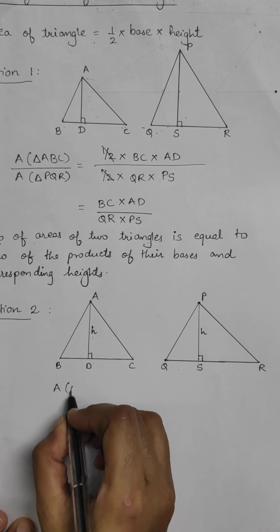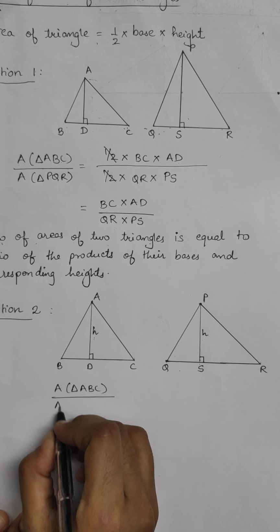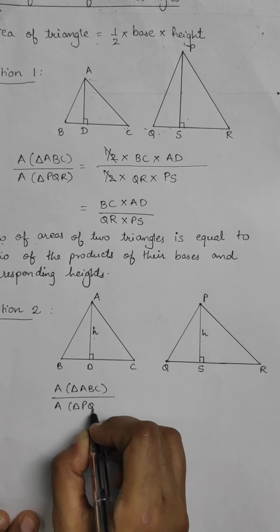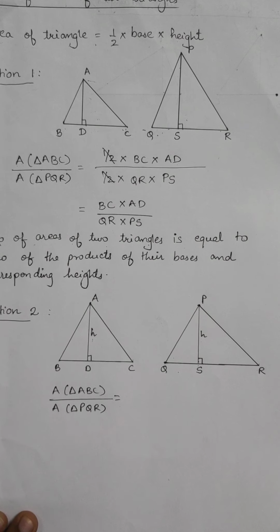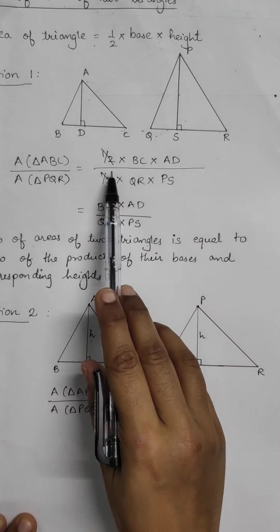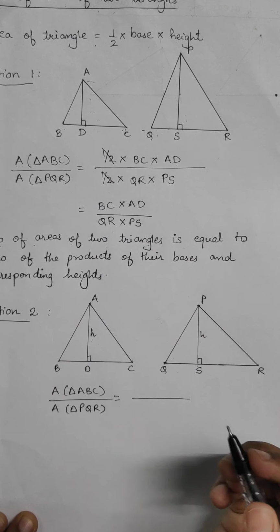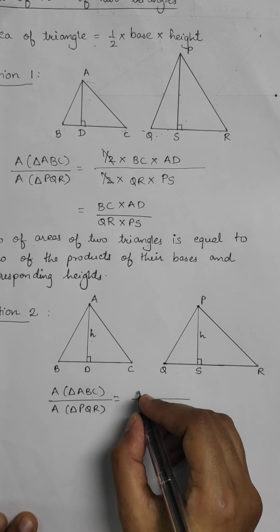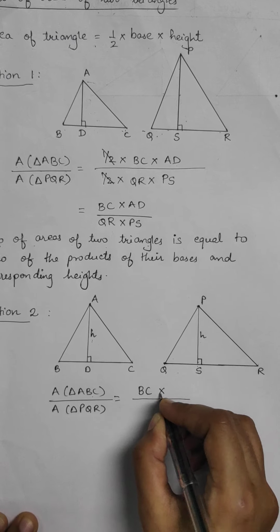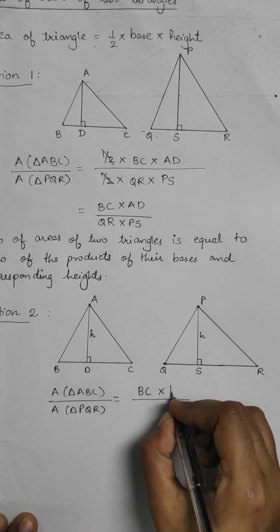Let us see. Area of triangle ABC upon area of triangle PQR. Now the formula for area of a triangle is half into base into height, but the half will get cancelled as we have seen earlier, so no need of writing the half again and again. So for area of triangle ABC, the base is BC, right? And the height is AD. For AD they have taken H, so we'll put H here.